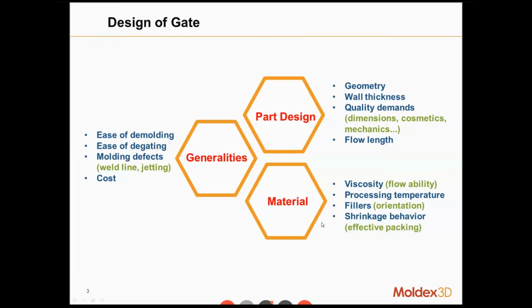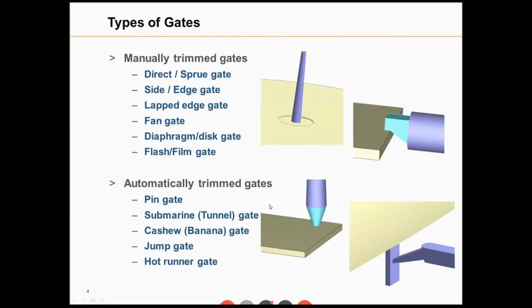And for the material, since different materials have different flowability, it's important to make sure that the gate number is enough in order to prevent the short shot or the hesitation. And if the material contains fiber, we also care about the gate position because the gate position will greatly affect the fiber orientation so that the structural strength will be changed.